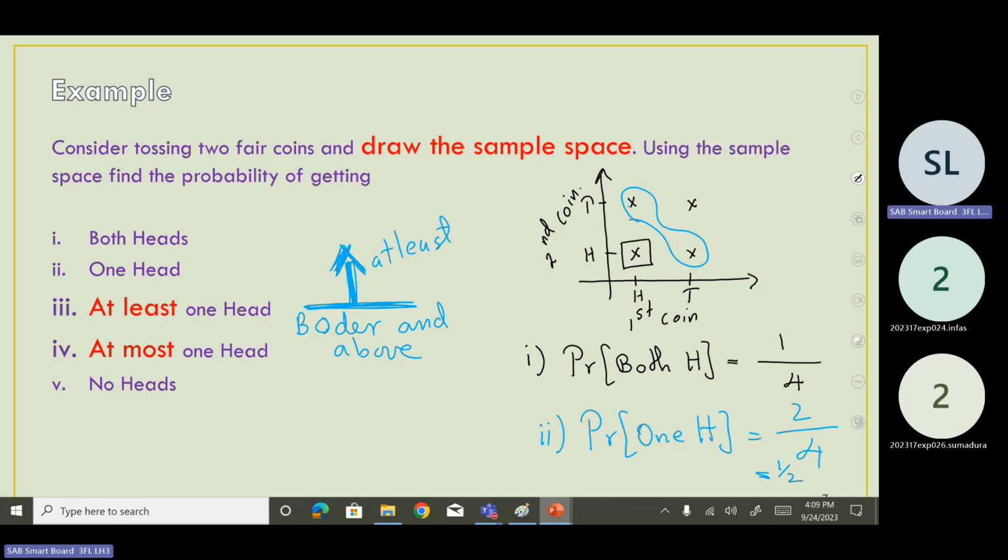So at most is border and below. Border and below is at most. At most one head means one head or less than one head. Maximum you can have is one head. So at least is border and above, at most is border and below.